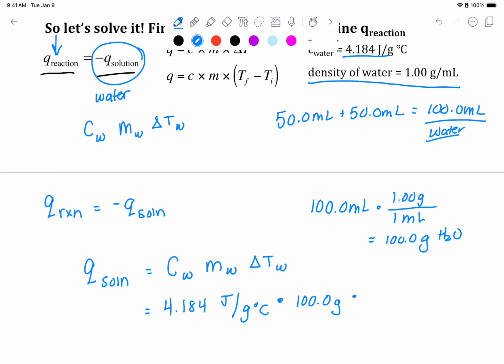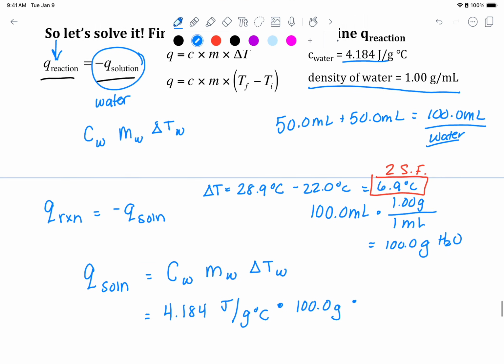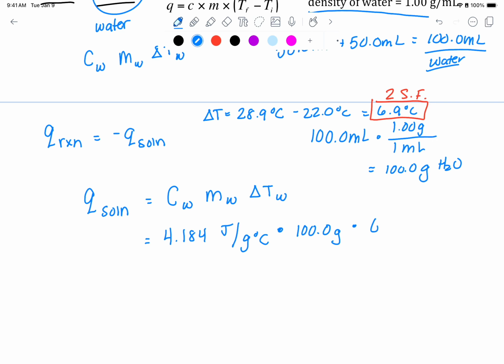And then our delta T, let me find a place to write delta T. Let's do delta T right here. That's going to be our 28.9 degrees C minus 22.0 degrees C, which is going to be equal to 6.9 degrees C. And I'm going to highlight this because that's going to be our 2 sig figs for our final answer because of that delta T subtraction. Okay, so this is going to be 6.9 degrees Celsius there.